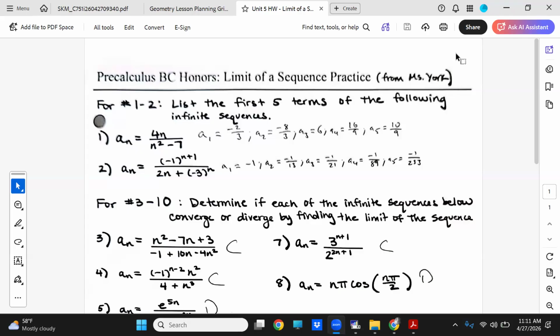Okay, so for number 1 and 2, you're just simply listing the first 5 terms. That should be very straightforward. Plug in 1, 2, 3, 4, 5, work it out. There's nothing more to it than that.